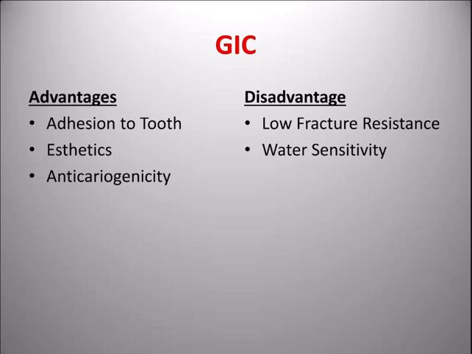Now coming to the advantages of GIC, as I told you, it has chemical adhesion to the tooth structure. So there is direct bonding to the tooth structure, whereas amalgam doesn't have that. As a result, it can cause future problems like delayed expansion and so on. Aesthetics is good because it is a tooth colored material, again compared to amalgam, which is silver in color. And anti-cariogenicity because of the fluoride release. Coming to the disadvantages, it has low fracture resistance and water sensitivity. Because the strength is not very great, it gets fractured very easily, and it is a water sensitive material.